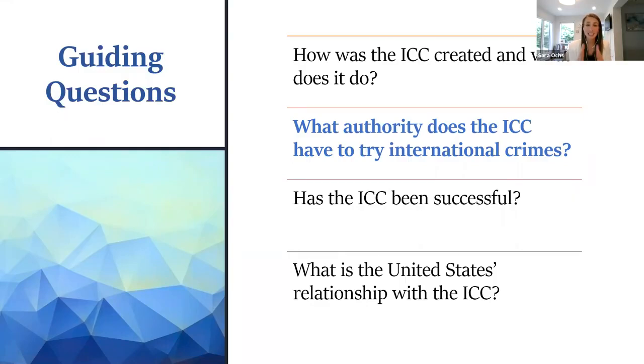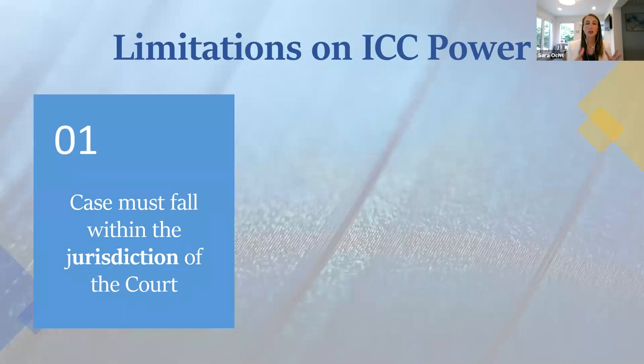Because the ICC is intended, again, as a court of last resort, it has a lot of limitations placed on it so that it doesn't intrude on domestic courts' authority or power. So we're going to go through now and talk about the 3 different types of limitations that are put on the court. The first of these is that a case, in order to be heard by the ICC, must fall within the jurisdiction of the court. And we're back to that term jurisdiction. Essentially what that means is the court's power to hear a case.